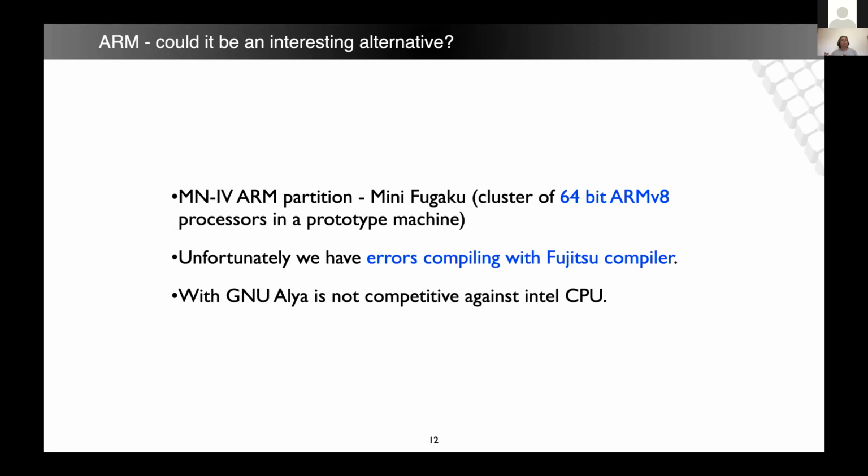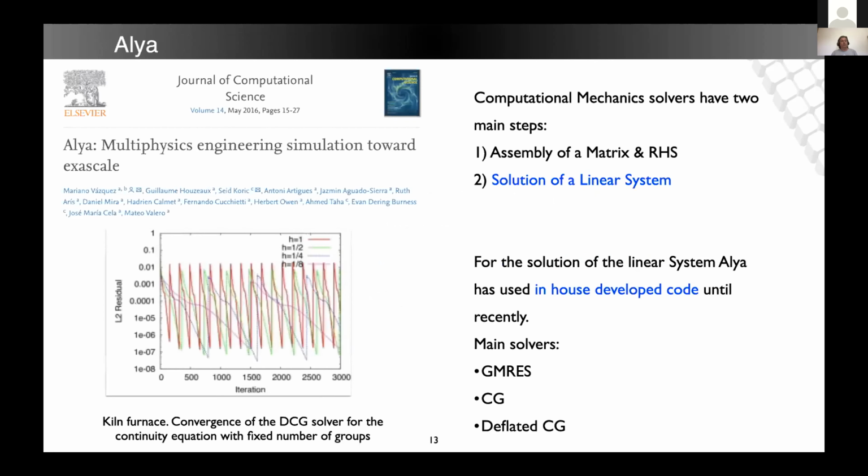This is perhaps related to this co-design that we have, where we have to give feedback. And one of my feedbacks would be that we need better compilers, especially for these ARM machines. We have compiled with the GNU compiler on this ARM machine, but then it's not competitive against Intel CPUs. Now, going to the second step, the solution of the linear system.